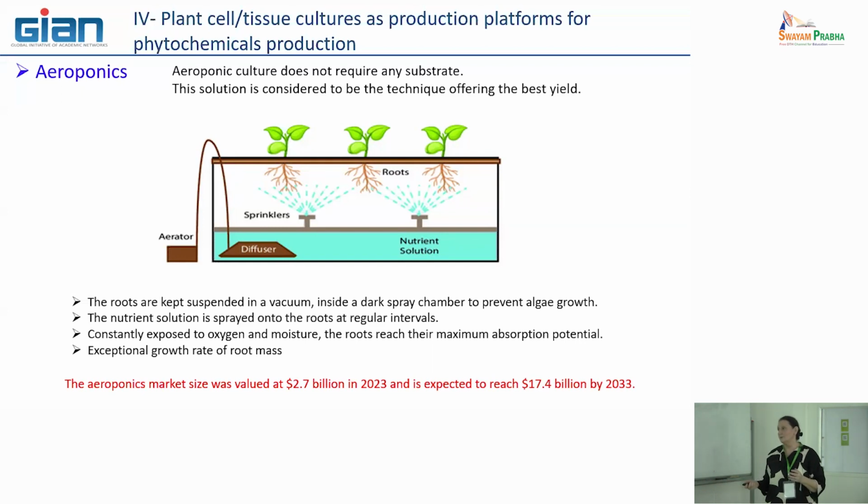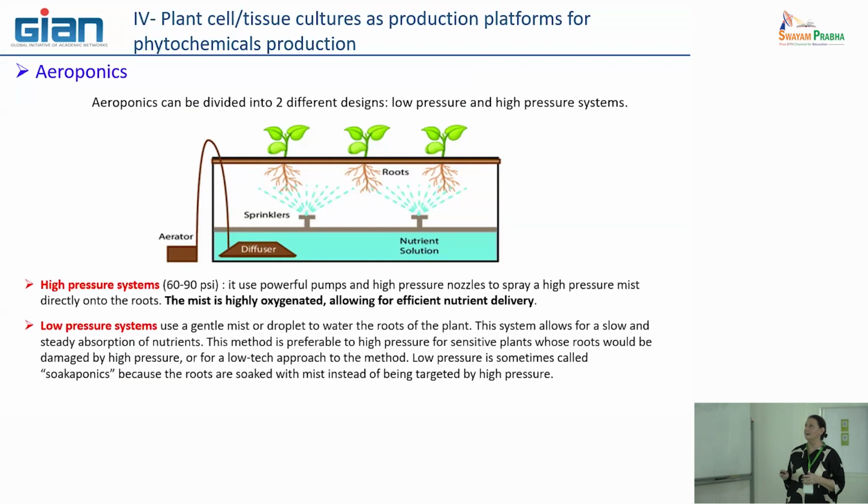It was estimated at about 2.7 billion last year, and it is expected to reach more than 18 billion in 10 years. So it means there is a lot of possibility with this type of mode of culture, and in particular for metabolite production.